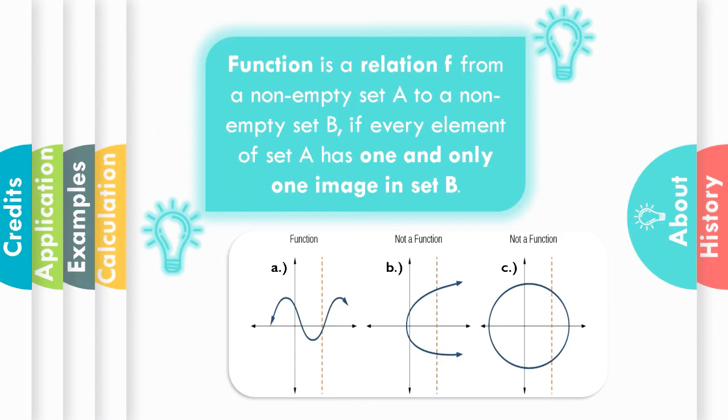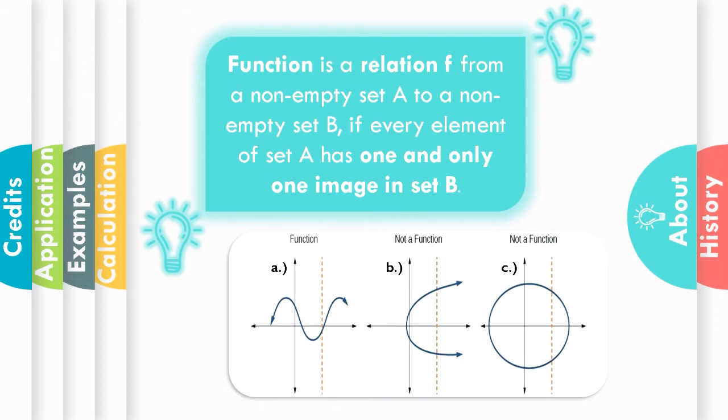Now, we can understand them more easily by the graphs. As graph A shows one input, one output, but graph B and C shows one input but two outputs. So, the graph A represents function, but graph B and C represents relation.